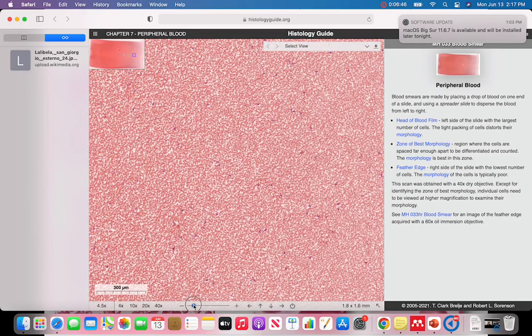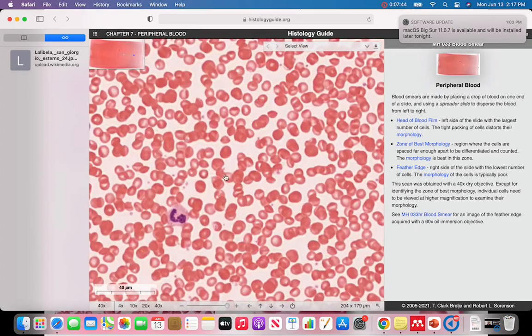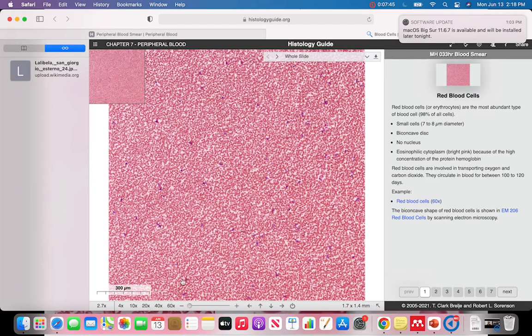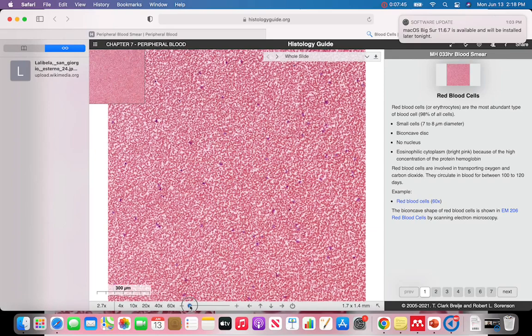So here on the right side, the cells are not densely packed, but even the higher magnification is not that much high. So I will be using the other blood smear slide, the 033 HR blood smear. This one has a very high magnification. So let's zoom in and look for the different types of blood cells in this smear.